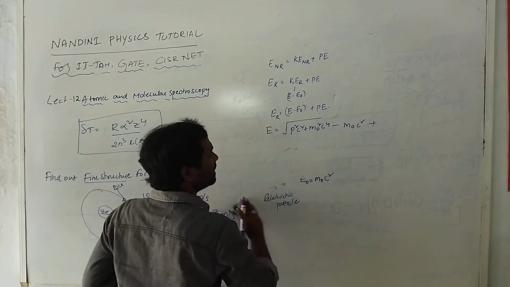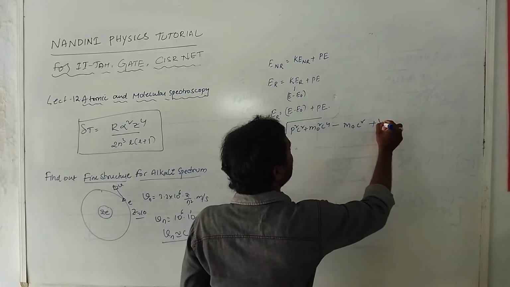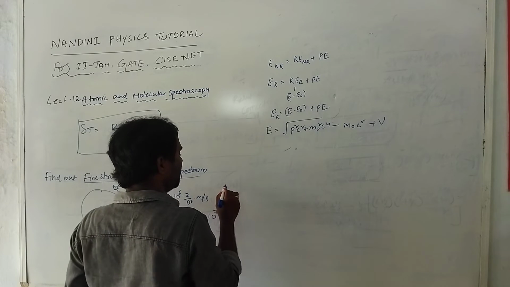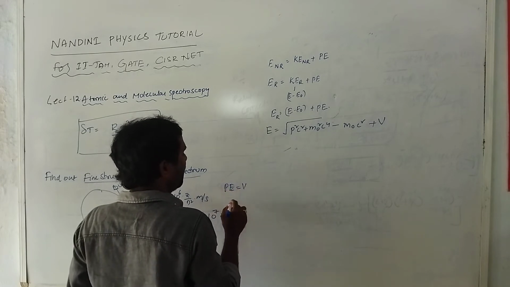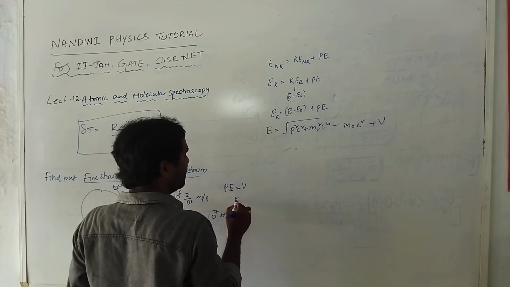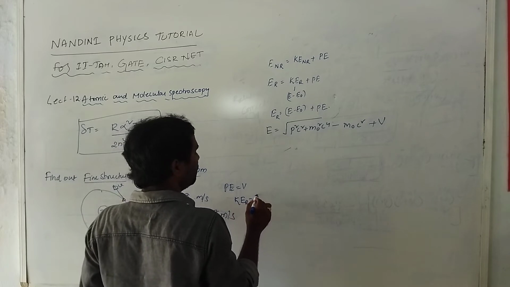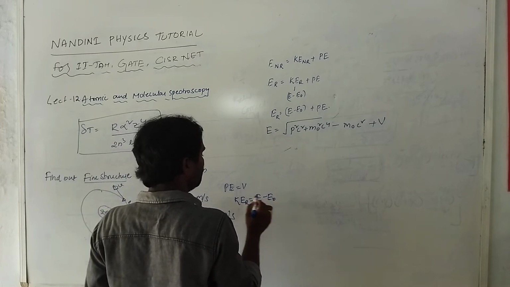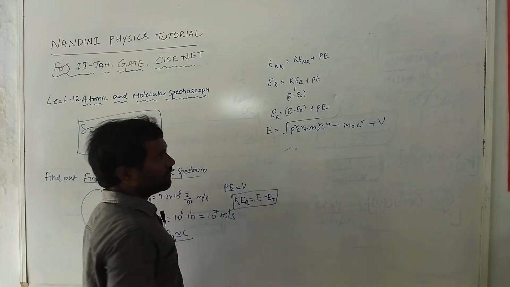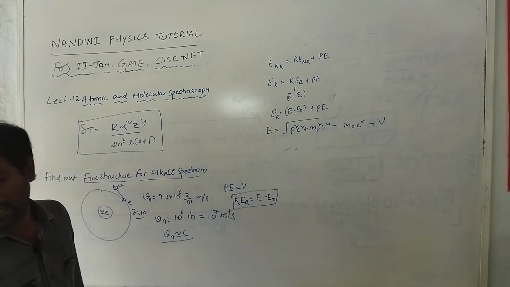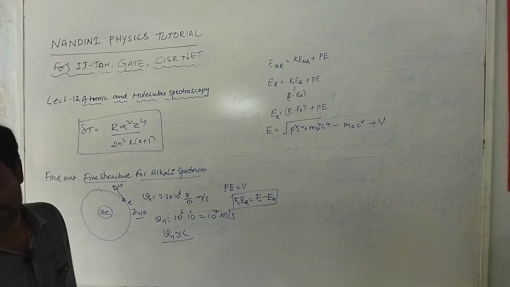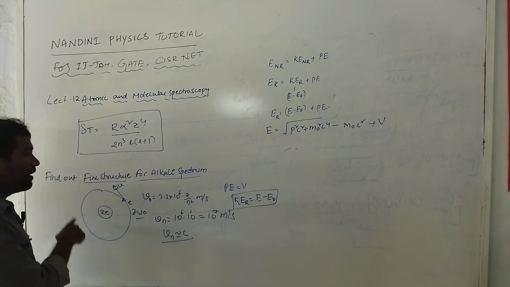So what is the potential energy? Simply take potential energy as V only, because potential energy is V, and the relativistic kinetic energy E_R is equal to E minus E naught. So using this formula, I can derive all these things. This is the equation, the relativistic energy, the total energy of this alkali spectrum.